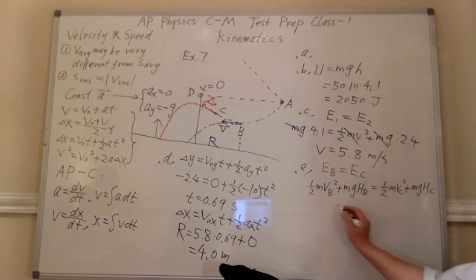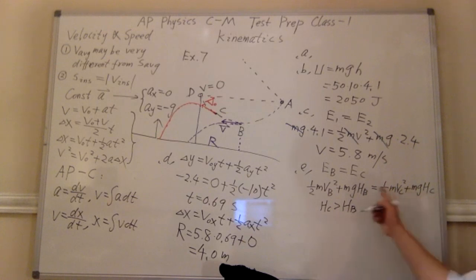Everybody knows we said HC larger than HB. Okay, HC larger than HB. So we got what? We got VB larger than VC. You saw that? VB larger than VC.